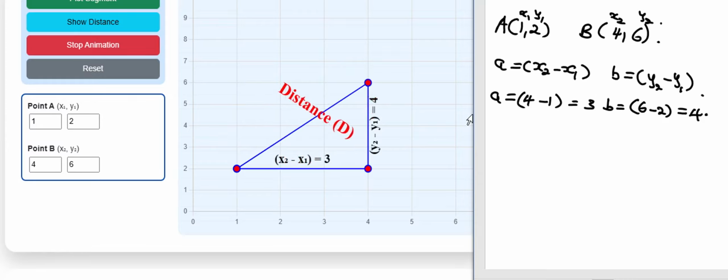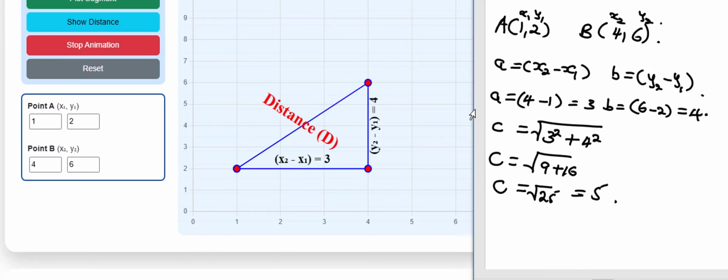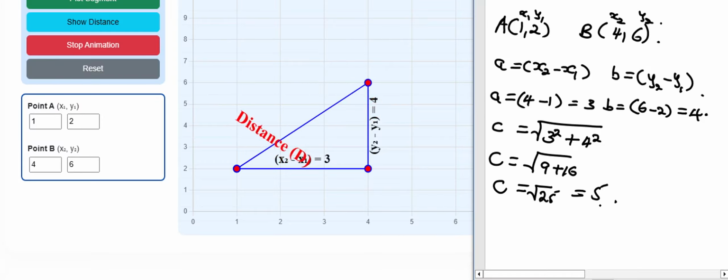So let me call this line C. This line C, I can say is equal to the square root of A squared, but we already have A, which is 3. So I can take it as 3 squared plus B, which is 4, but now squared. So C would be equal to the square root of 3 squared, which is 9, plus 4 squared, which is 16. So C will be equal to the square root of 9 plus 16, which is 25. So the square root of 25 is 5. So the distance between these 2 points is 5 units.